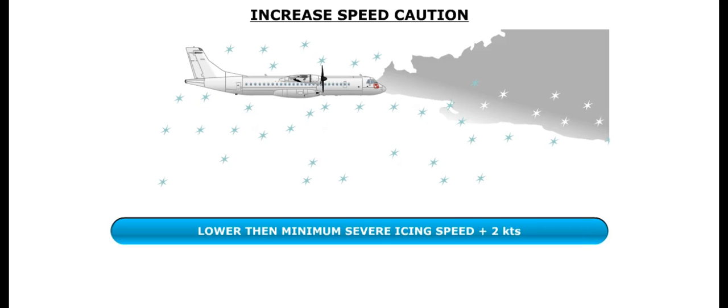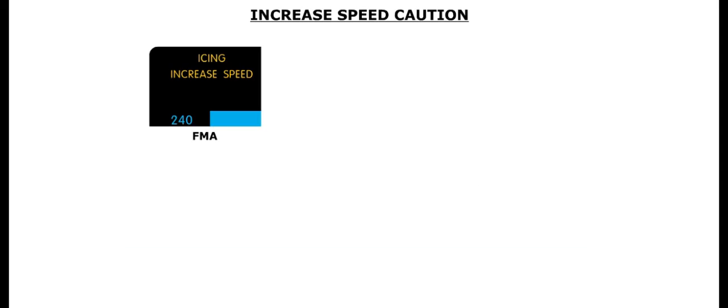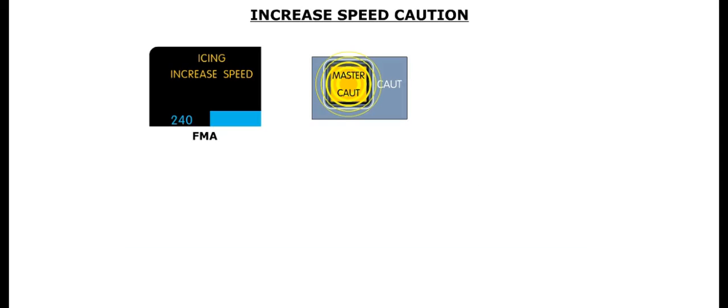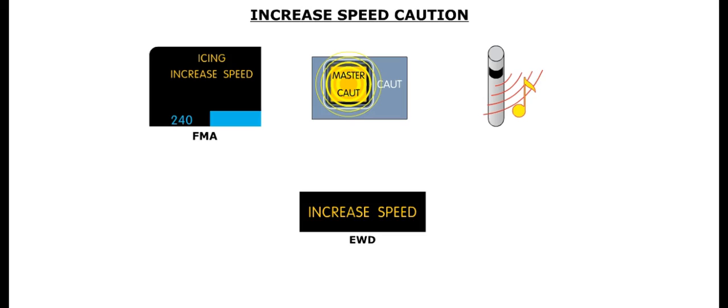The APM will generate an increased speed caution when the aircraft's speed is lower than the minimum severe icing speed plus 2 knots. The indications of this situation consist of an amber increased speed message on the FMA, both master caution lights flashing, a single chime, and an amber increased speed message on the EWD.